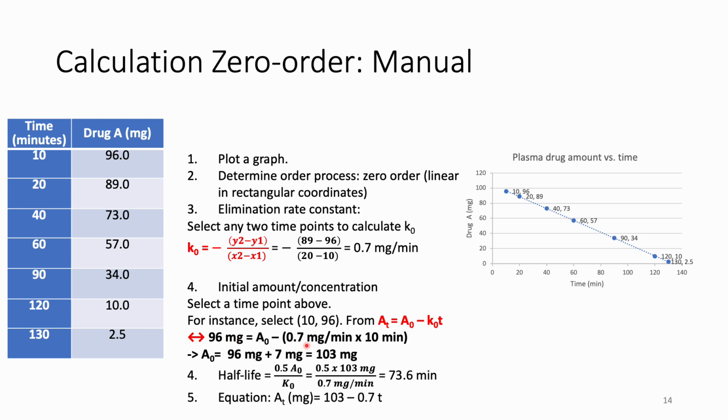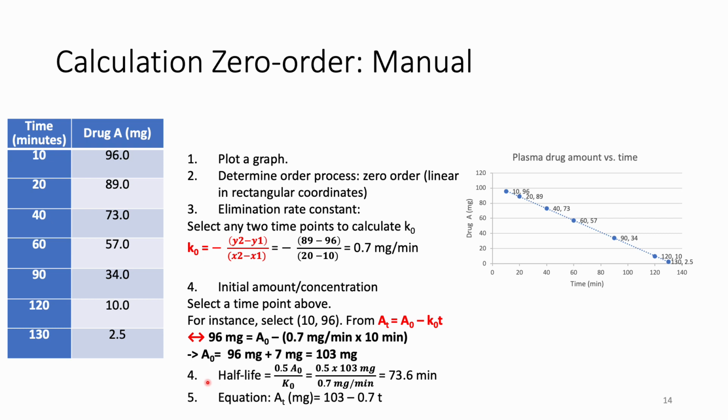I have this equation. Algebra calculation, then I have A0 equal to 96 milligram plus 0.7 times 10, equal to 7. So 96 milligram plus 7 milligram equal to 103 milligram. So I calculate the initial amount of drug in the plasma from this data, A0 equal to 103 milligram.